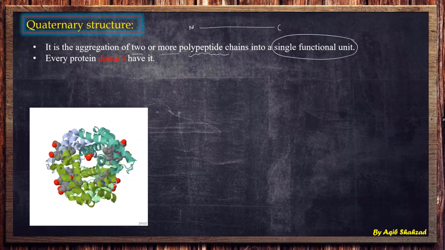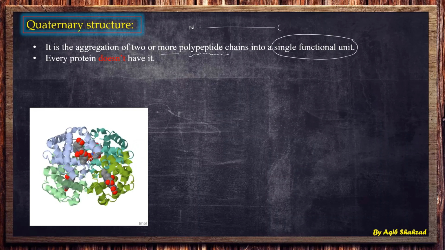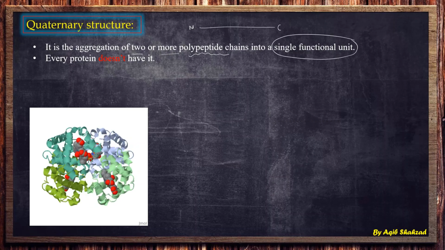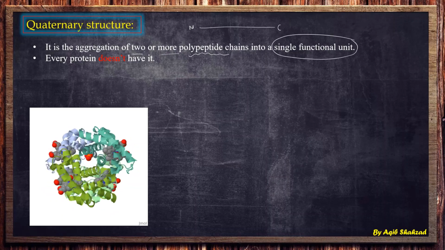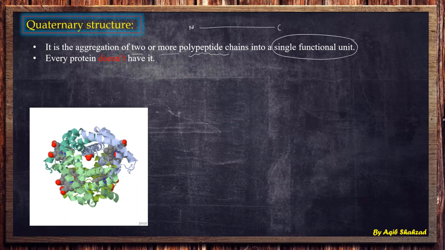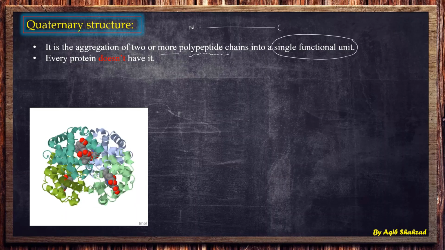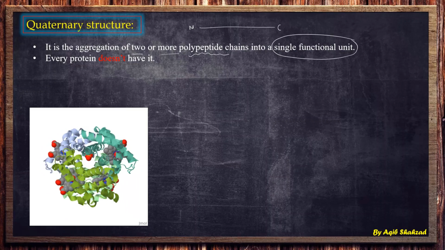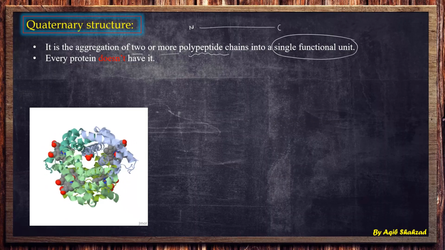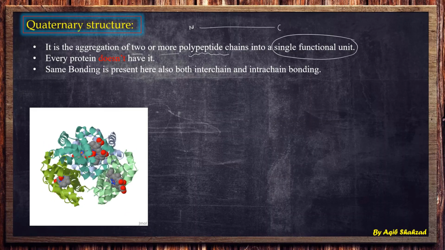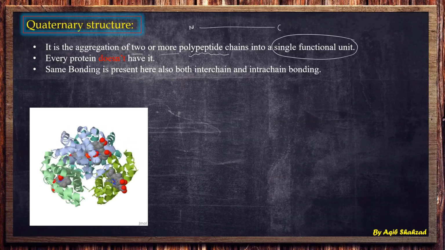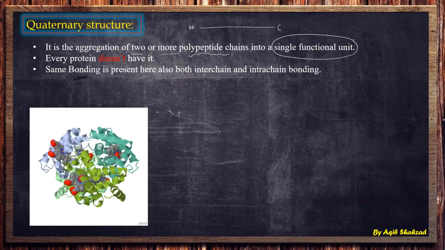Again, every protein which we know till now does not have the quaternary structure. It means every protein is not made up of more than one polypeptide chain. It's not necessary that a protein should be made up of more than one polypeptide chain. That means some proteins are made up of just one polypeptide. The same type of bonding as we have already discussed in the tertiary structure is present here also.